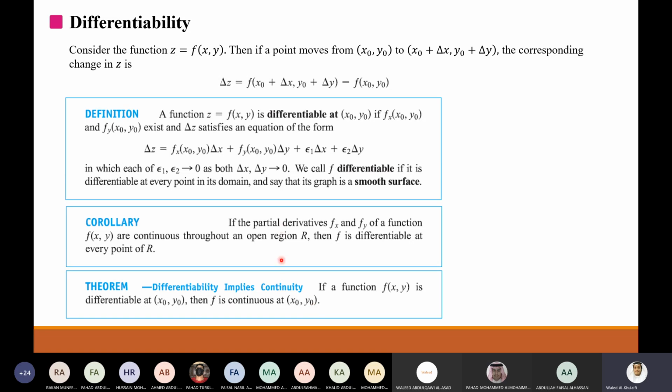Now we can relate these two together, combine them in one statement. We can say that if the partial derivative of f with respect to x and the partial derivative of f with respect to y are continuous at the point x0, y0, then the function f itself is differentiable at that point. Any question here so far, Ishmael?